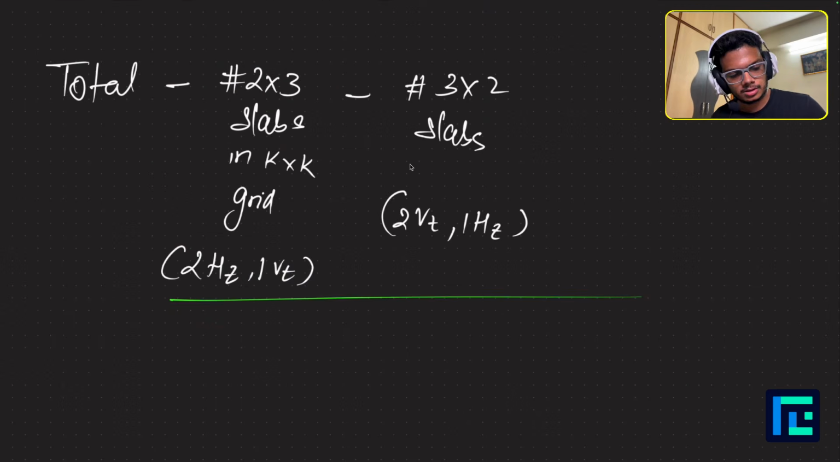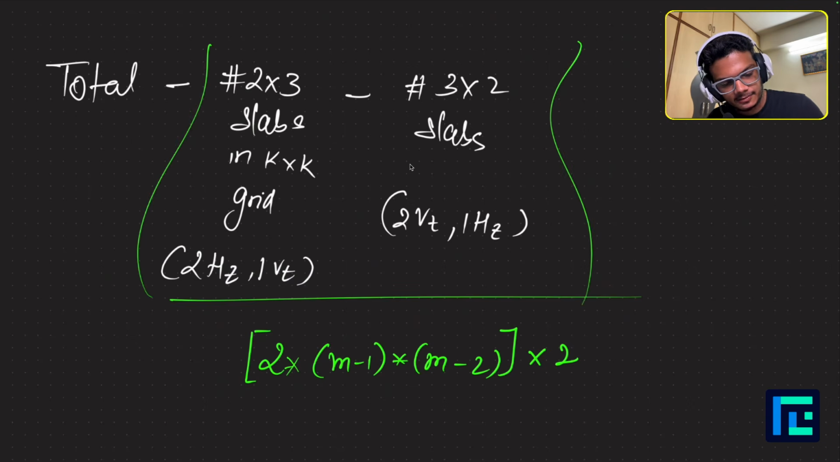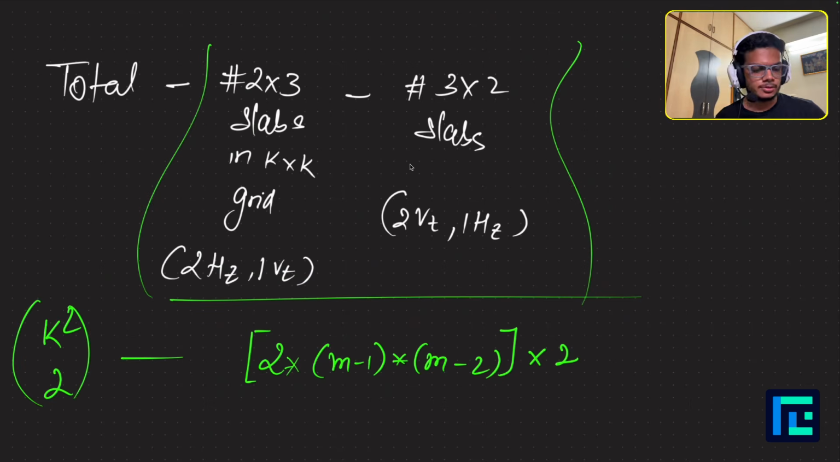So this portion, what will it be? First, find out the number of 2 by 3 and 3 by 2 slabs. It will be 2 into m minus 1 into m minus 2. So this will be the total number of 2 by 3 and 3 by 2 slabs. And from each one of these slabs, you get 2 attacking placements, so into 2. And this part you can subtract from the total. So total is what? It will be k square c2, right? The total number of ways to place 2 knights. And that will be your answer.